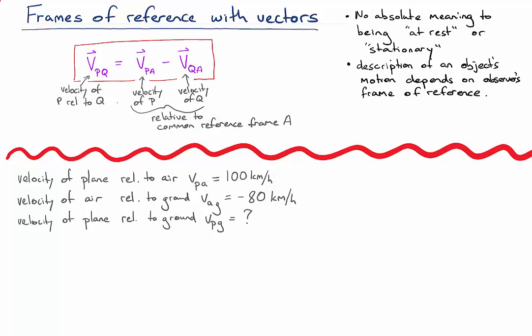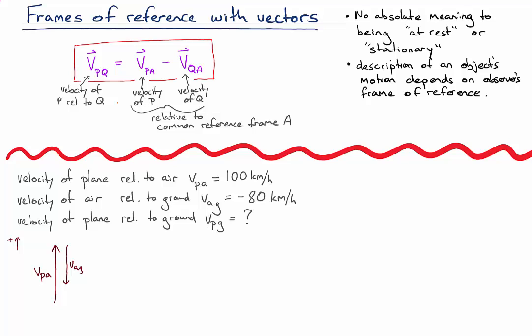Remember, these are vectors, so we can draw them as such. Here's our plane travelling at 100 kilometres per hour, the velocity of our plane relative to the air, that is. And we're defining the up direction as positive. So there's my vector. I also have the velocity of the air relative to the ground, which is negative. What I need to do is find a relationship between these things so I can find the velocity of the plane relative to the ground.